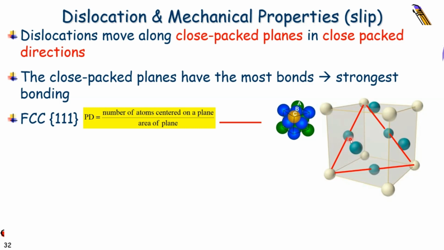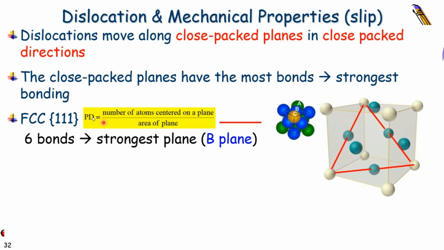And what does that mean? So the 6-bond planes, like the B planes here, B atoms. And this FCC, the 111 plane, is the hardest. The close-packed plane. This is the close-packed plane for FCC. So once you want to move, move along the close-packed plane in the close-packed direction.